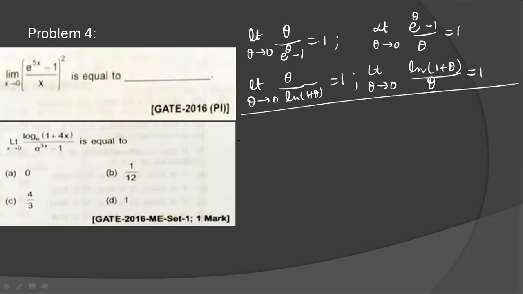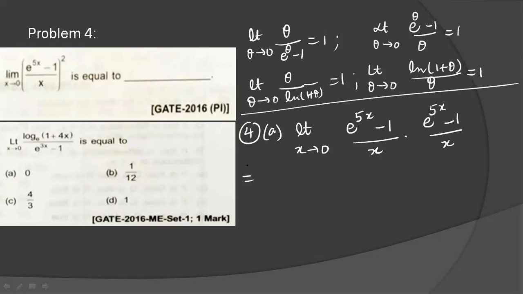So we have 4a: limit x tending to 0 of (e to the power 5x minus 1) upon x, whole square. We have a square, so we can separate both the factors. And I told you the property: if this limit exists and this limit exists, then we can separate the multiplication. If it is f(x) into g(x), then the limit can be written as limit x tending to 0 f(x) into limit x tending to 0 g(x).